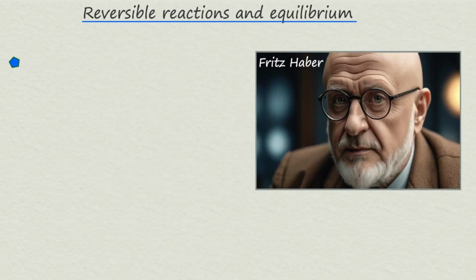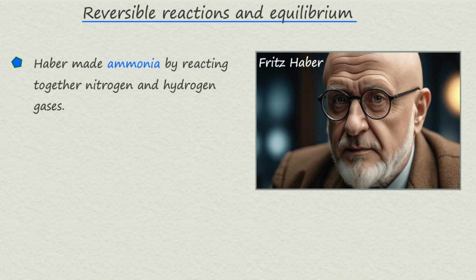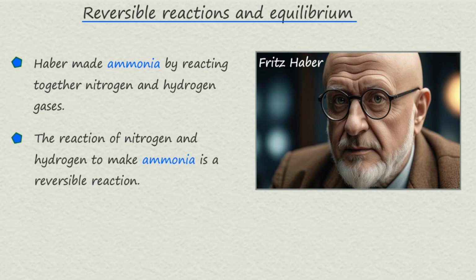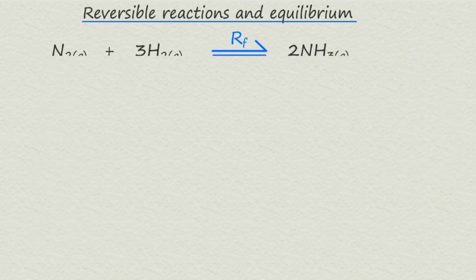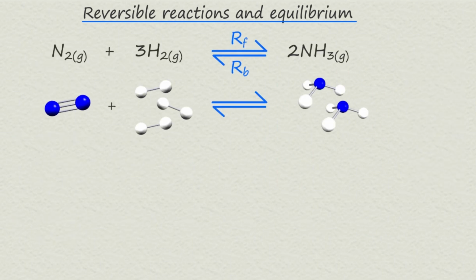Now, Fritz Haber made ammonia by reacting together the gases nitrogen and hydrogen. However, this reaction to make ammonia is a reversible one. This means that once started, the reaction mixture will be a mixture of reactants and products. An equation for this reaction is shown on screen.